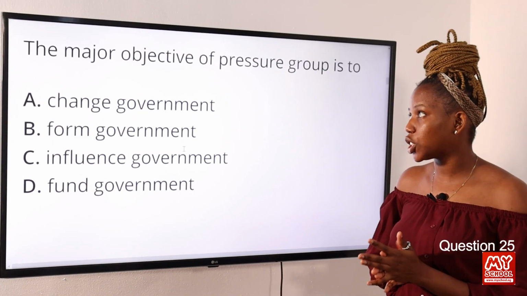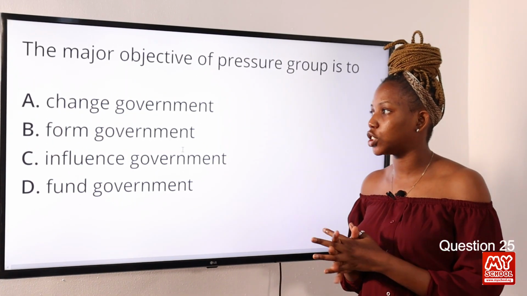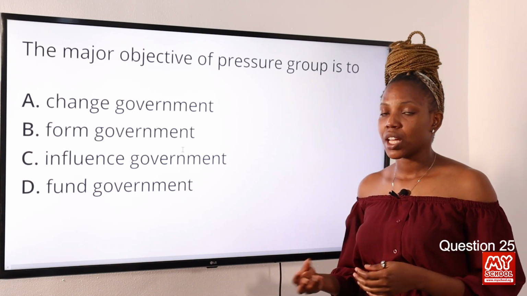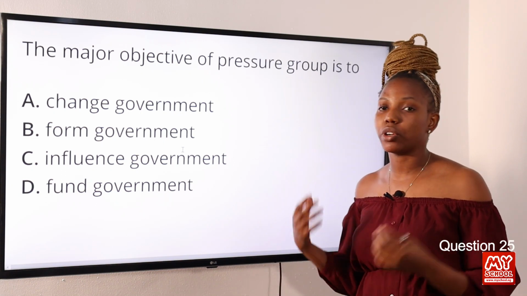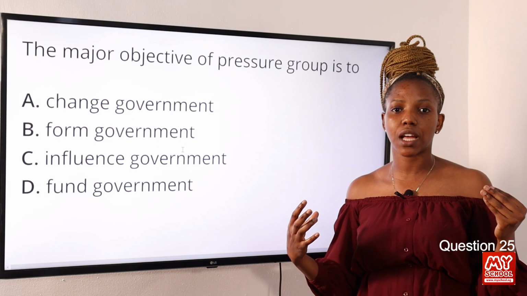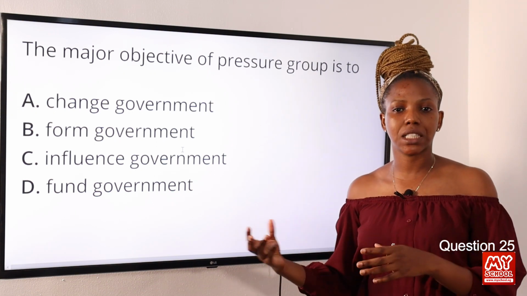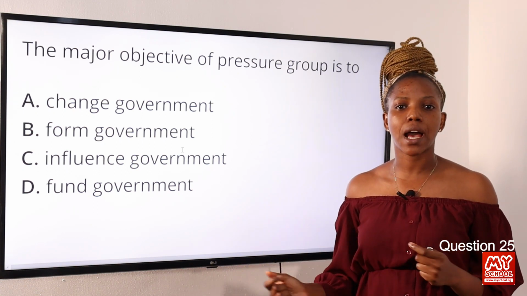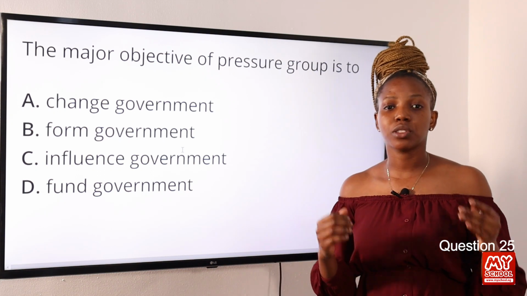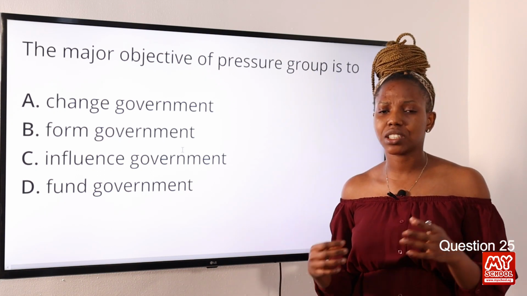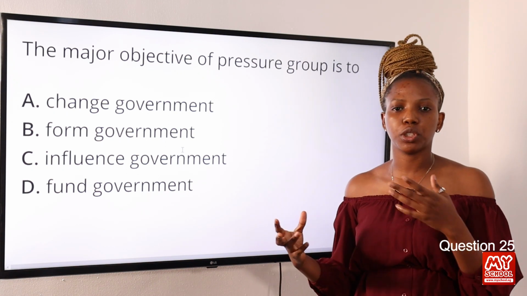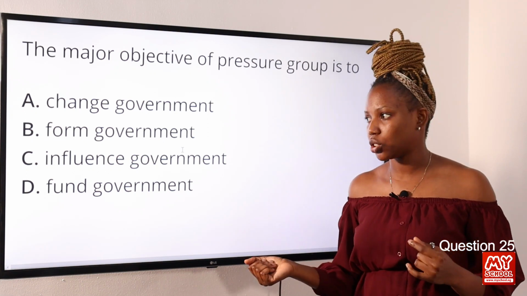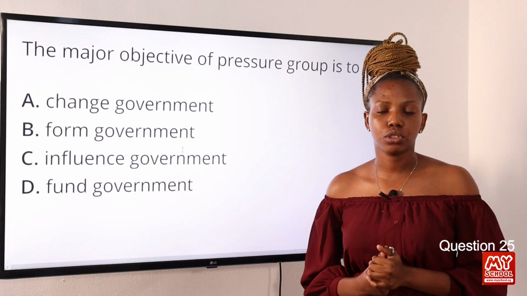Question 25. The major objective of pressure group is to option A, change government, option B, form government, option C, influence government, option D, fund government. The answer to this question is option C, influence government. Pressure groups are groups who come together to influence people that can make decisions. So they influence the government to make certain decisions. Examples of pressure groups are NUT, Nigerian Union of Teachers, and CAN, Christian Association of Nigeria, and several others. These groups do not lobby for political appointments or political powers. What they do is they influence government decisions. So option C is the correct answer to this question.